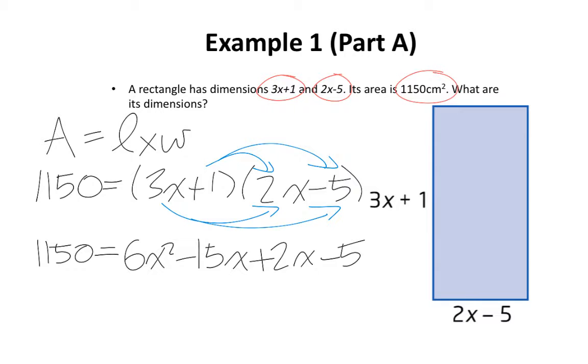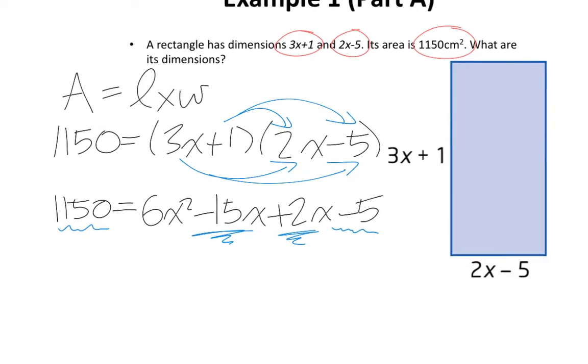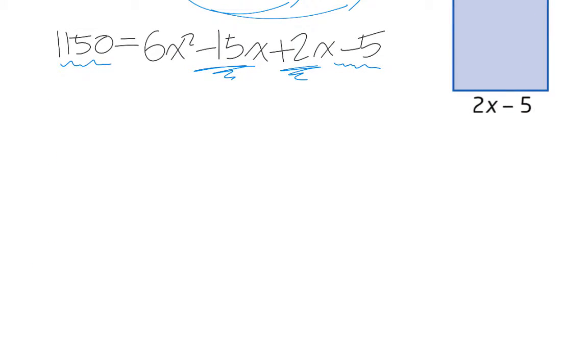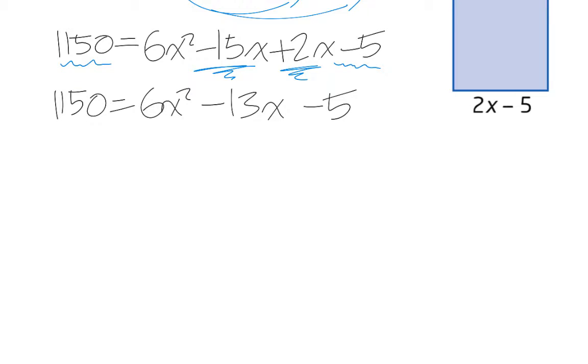At this point, you should identify your like terms. 1,150 is a like term to negative 5, and negative 15x and positive 2x are like terms. We're going to collect these like terms one step at a time. Let's collect our negative 15x and positive 2x terms. So right now, the 1,150 stays the same, the 6x squared stays the same, negative 15x plus 2x is negative 13x, and the negative 5 stays the same right now.